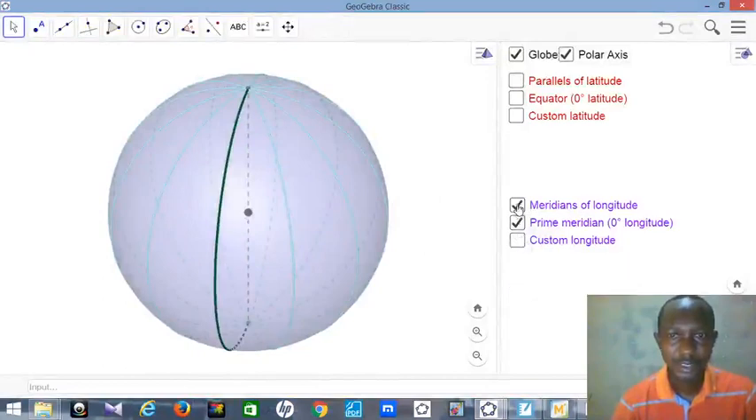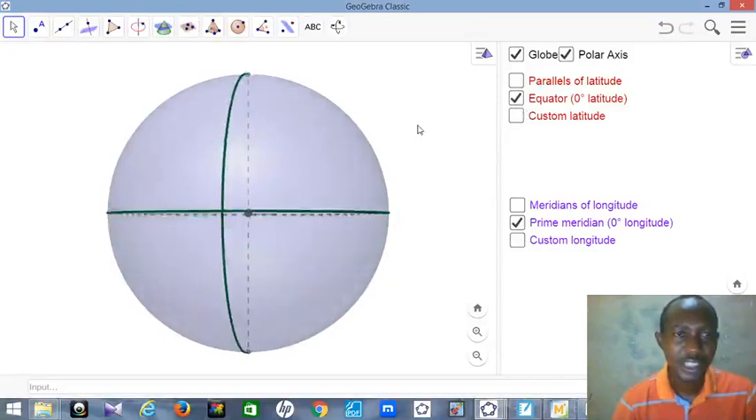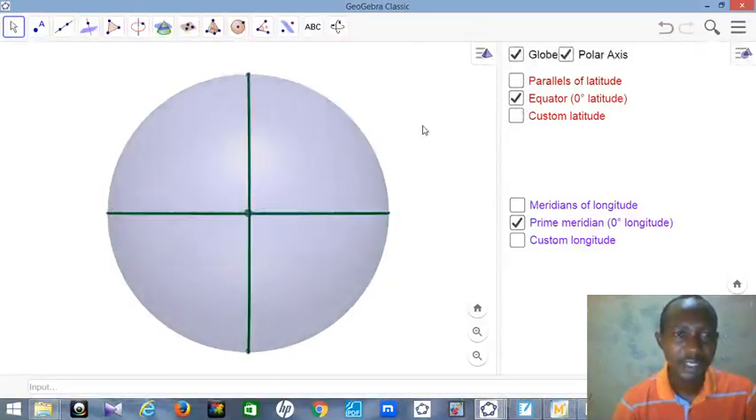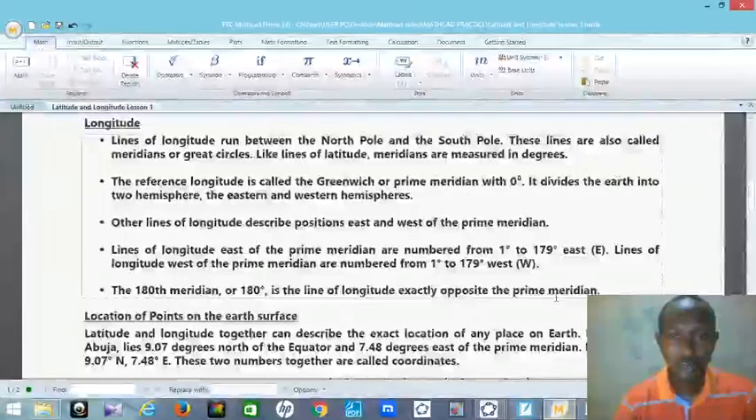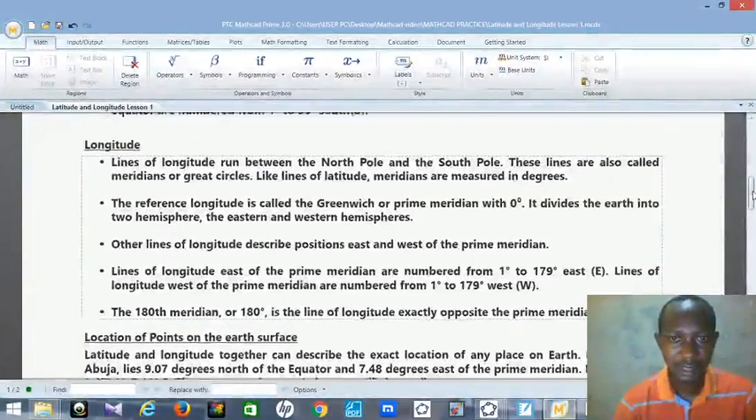Let me remove this custom. Let me place this equator. You can see, with this system, we can say the prime meridian is the line that runs from north to south, and the equator is the horizontal line that runs from west to east. So when you combine both of them, they can form a coordinate. That is what I'm trying to say in this place.